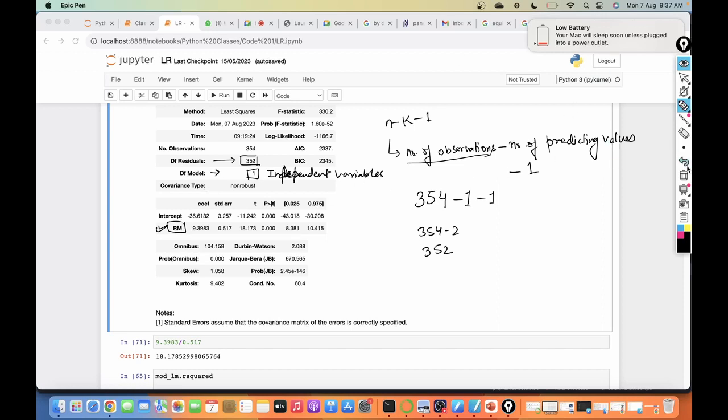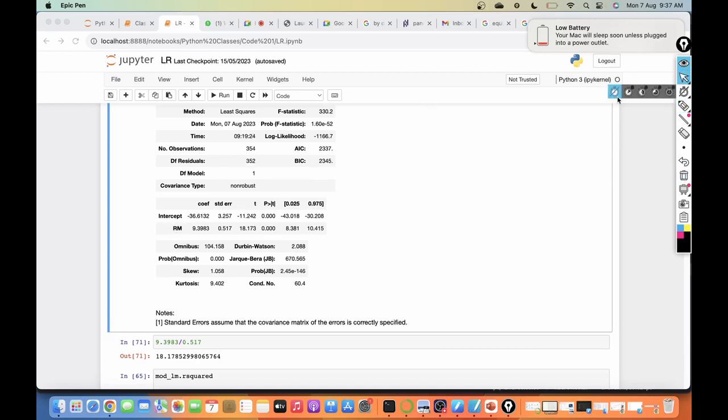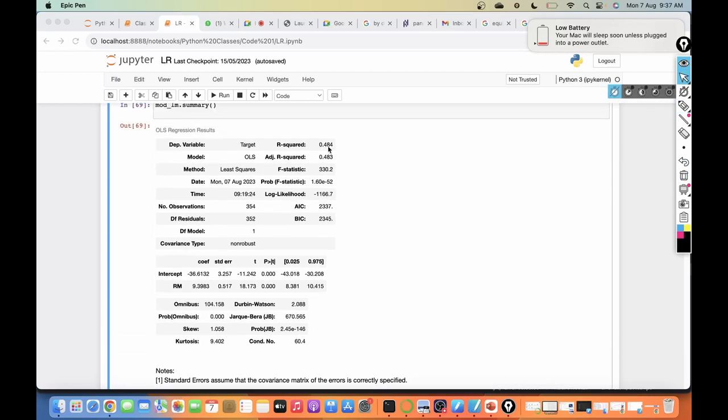So this is done. Now we'll see about the other values like r square. Now the r square value we know, right? What do we mean by r square? The value for the r square is what? Tell me, anyone? Anyone? No?